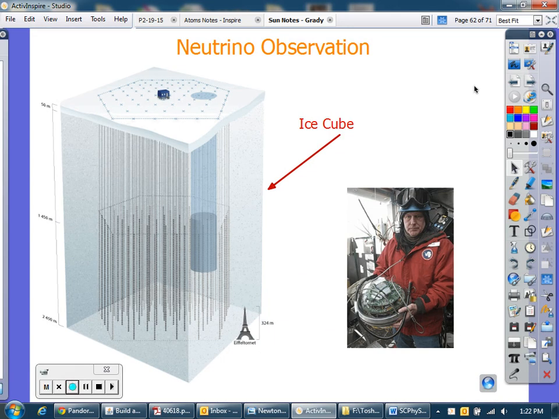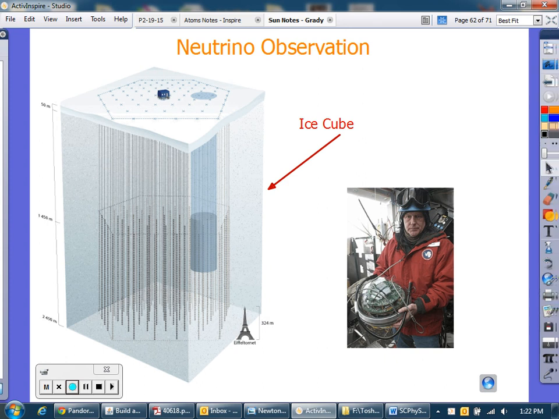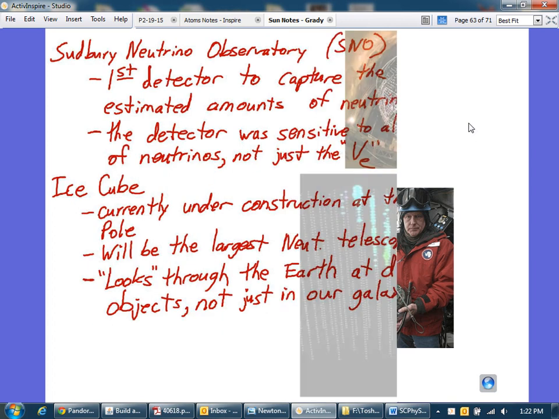This is the newest neutrino observatory. It's called IceCube. Kind of a joke name, but these are the photo detectors here. You can see how big this thing is compared to the Eiffel Tower. This is in Antarctica, and these holes are drilled, and then these photo detector tubes like this are put down in here, and they're hoping to catch neutrinos coming up through the bottom of the Earth, hoping to give it a little more shielding from cosmic rays.